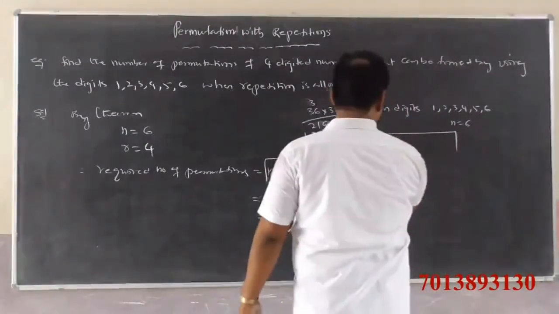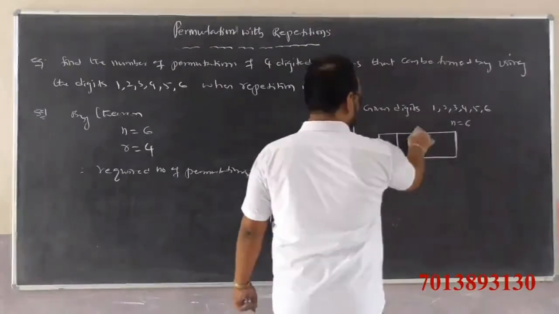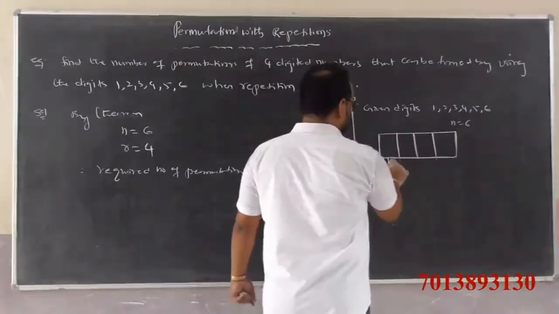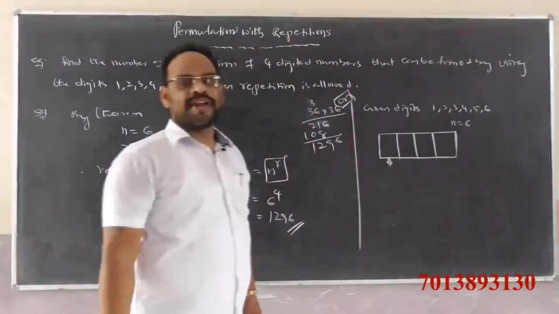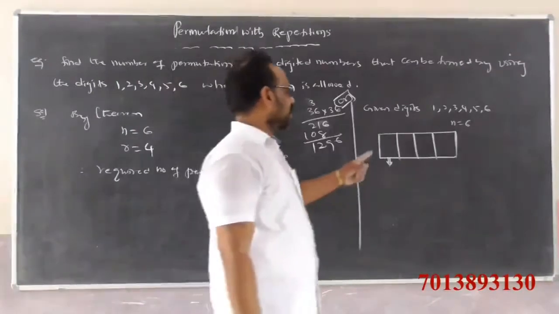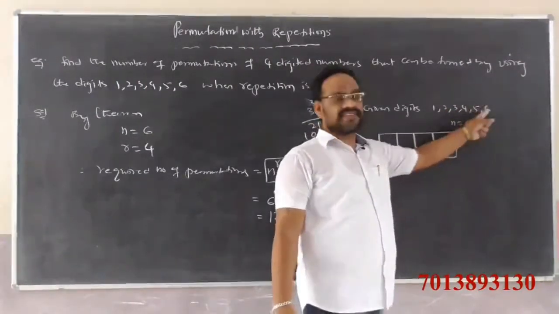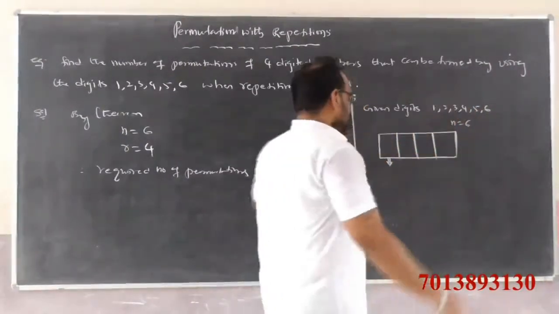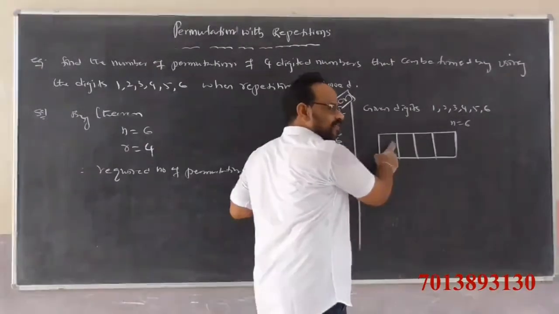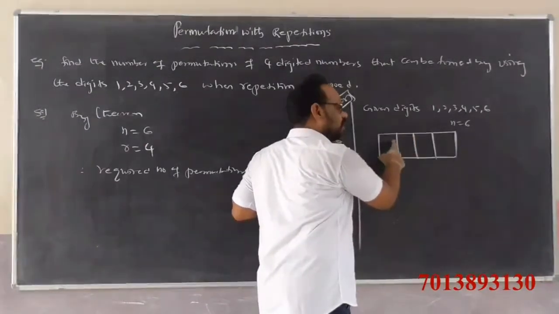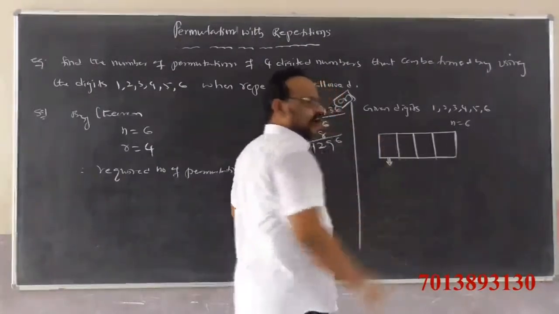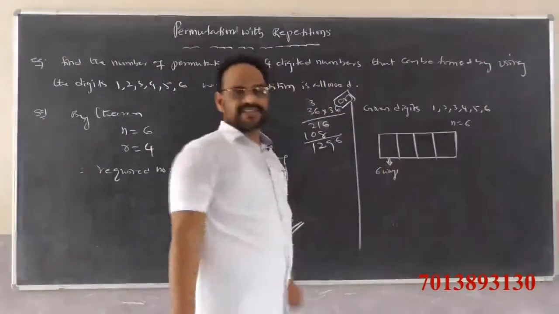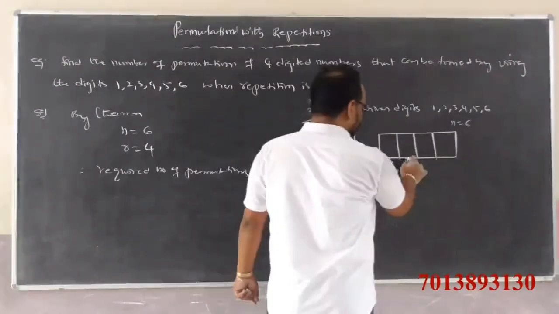That means we have 4 blank places. How many ways to fill the first blank place? We have 1, 2, 3, 4, 5, 6, six digits, that means n different objects, 6 different objects. So for the first blank place we have 6 ways. How many ways to fill the second blank place?